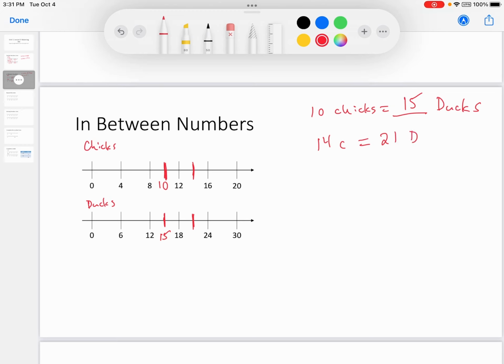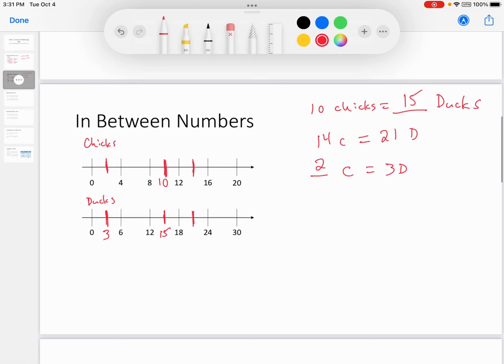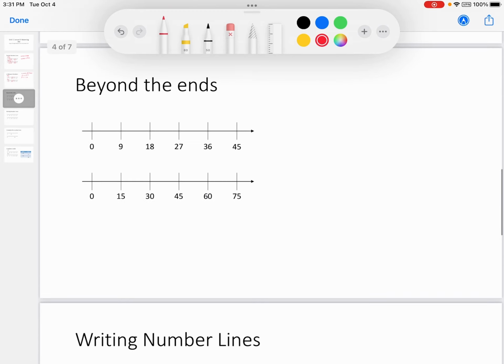Let's try going backwards the other way. Let's say that they had this many, which is 3, because it's halfway between that. So 3 ducks. How many chicks would that be? Well, we'd have to go halfway between 0 and 4, because that's how it lines up. And halfway between 0 and 4 is 2 chicks. Easy enough so far? All right, so now, what if they went beyond the ends?